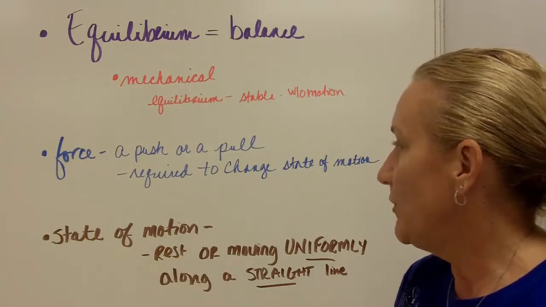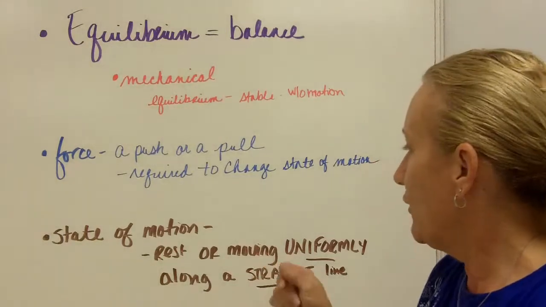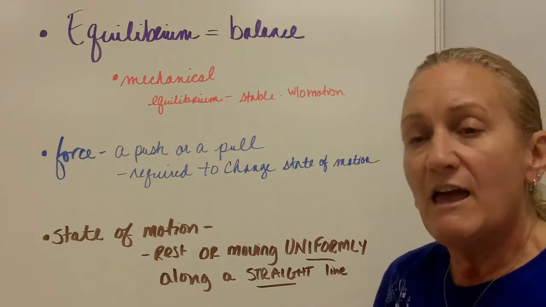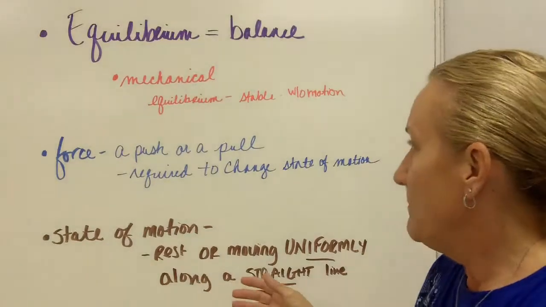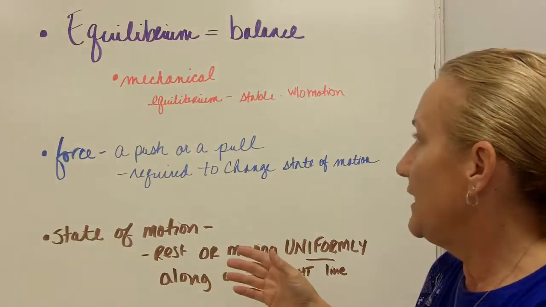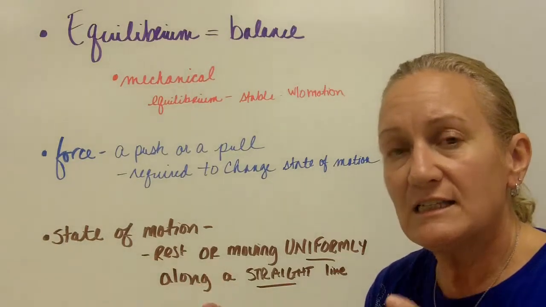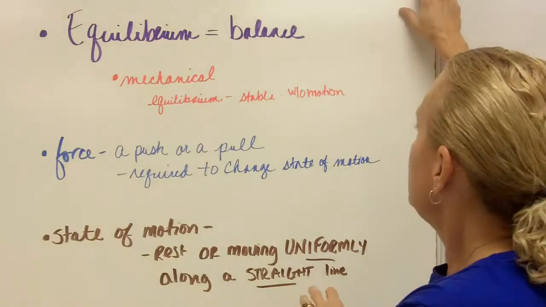What do I mean by state of motion? Well, it's either something at rest, so something that's not moving at all, or something that's moving uniformly along a straight line. If it's changing directions, or if it's speeding up or slowing down, it has a change in its state of motion. So we want a constant state of motion, and if you want to change that, you need a force.